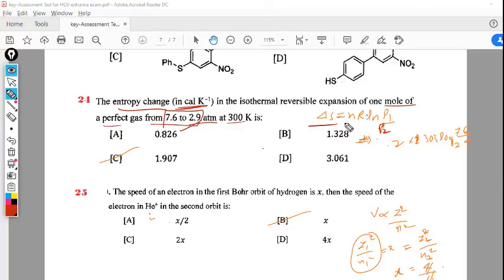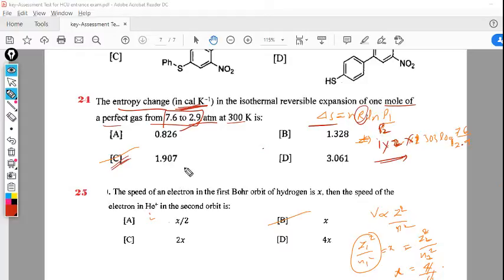So n is 1 mole. So 1 into R, as he asked for calories, it is 2 calories. And I directly converted ln into log, which is 2.303 log 7.6 by 2.9. If you just calculate it, the answer will come 1.907.